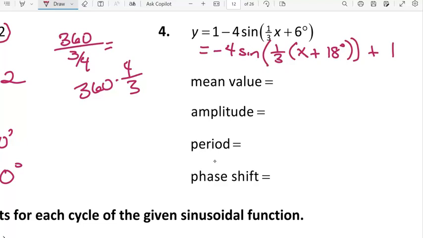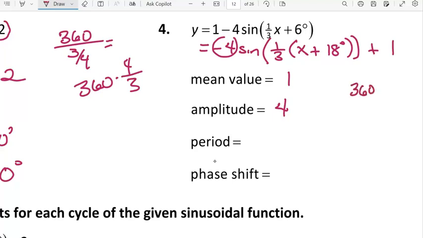So our mean value here is 1. The amplitude is the absolute value of a, so the absolute value of negative 4 is positive 4. The period is 360 degrees divided by the b value, so that's 360 times 3, which is 1080. And the phase shift is the number that's being subtracted from x on the inside of the parentheses, which is negative 18 degrees, or 18 degrees to the left.